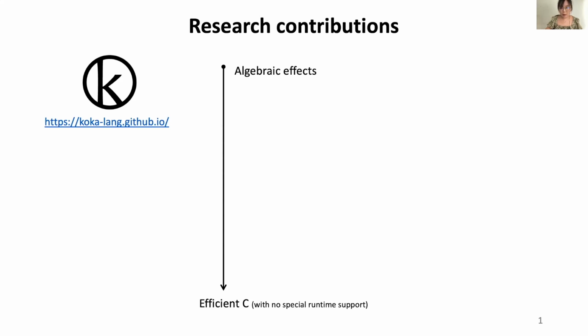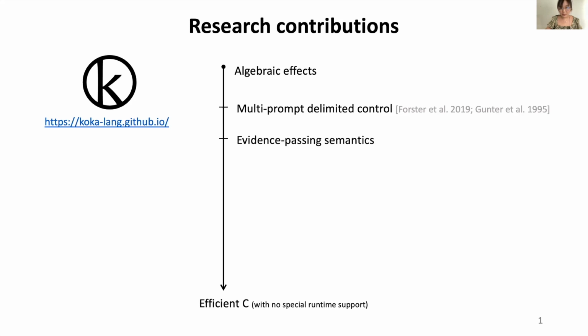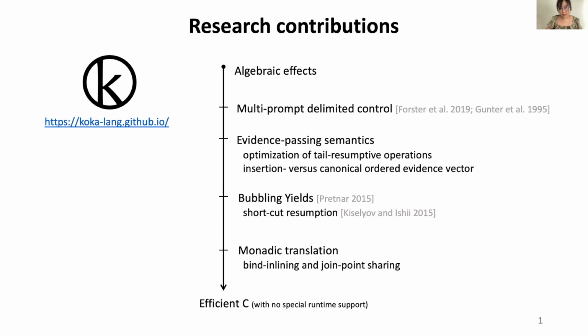We achieve our goal using a sequence of refinements to the semantics of algebraic effects. Through multi-prompt delimited control, evidence passing semantics, bubbling yields, and a monadic translation. And we prove each step is semantics preserving. Along the way, we also explore various interesting points in the design space.